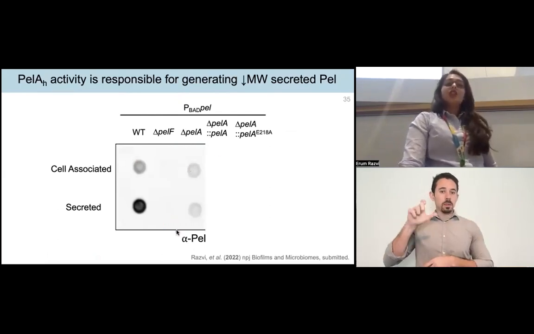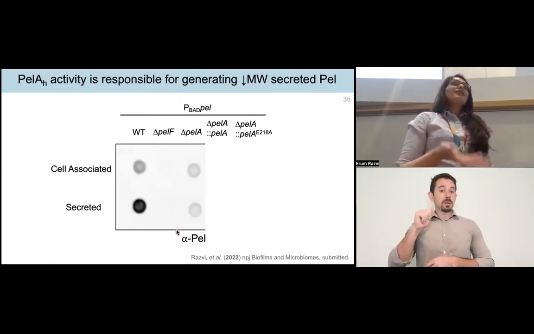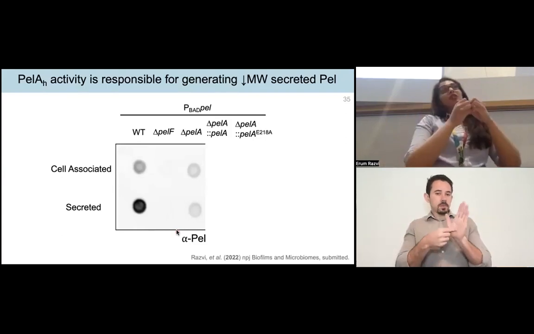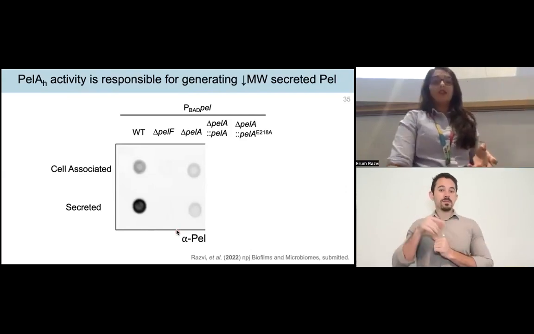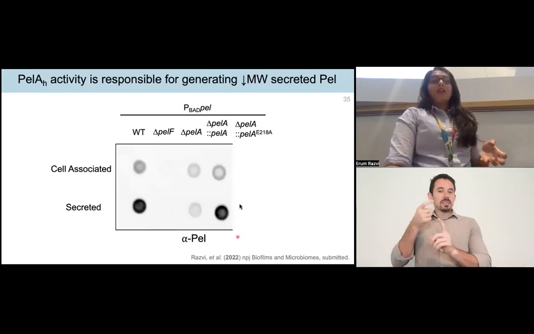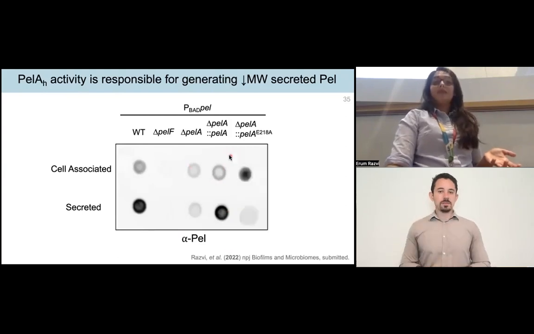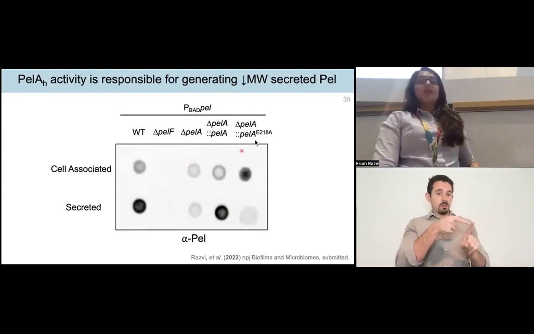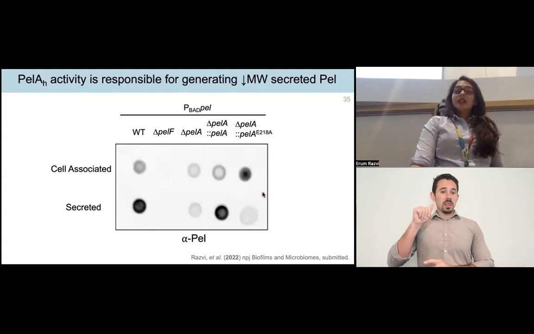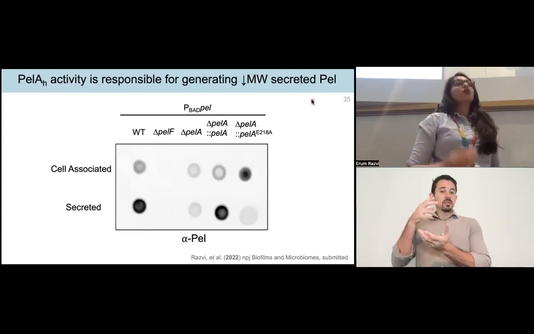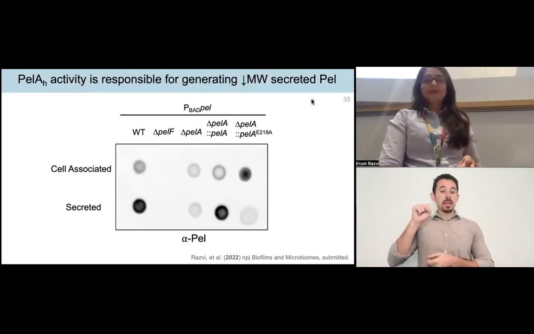The delta PelA strain shows a faint signal in both fractions, and since this strain forms no biofilm, we hypothesize that this is attributable to background, perhaps due to the detection of sparse amounts of acetylated Pel released by cell lysis. The complementation strain, which forms a biofilm, produces cell-associated and secreted Pel. And remarkably, the hydrolase mutant strain produces only cell-associated Pel. So what this tells us is that PelA hydrolase activity is responsible for generating low molecular weight secreted Pel.